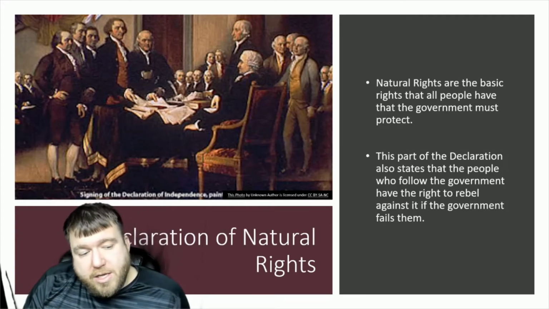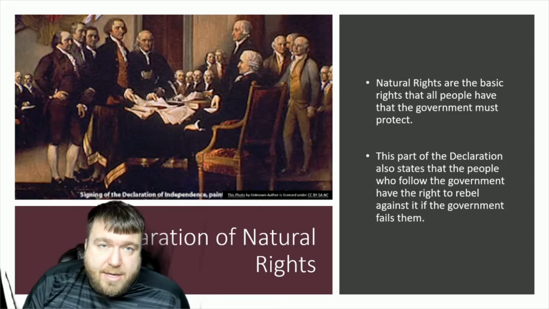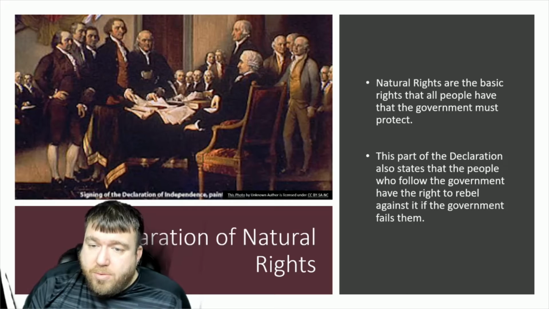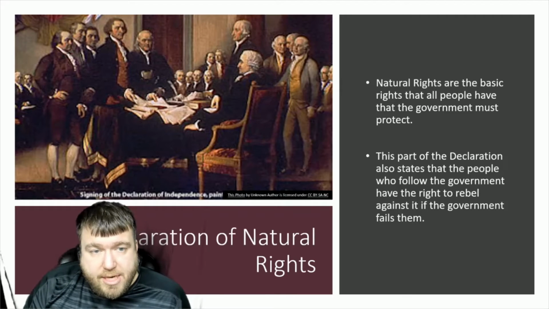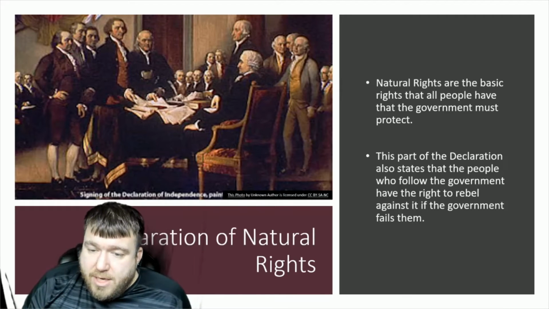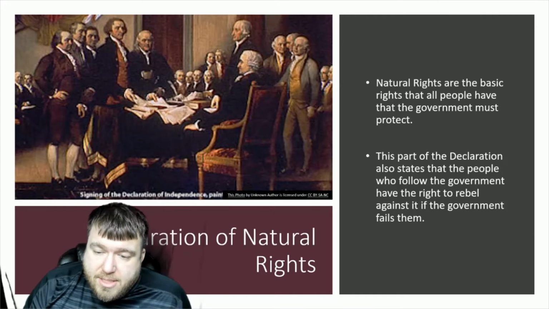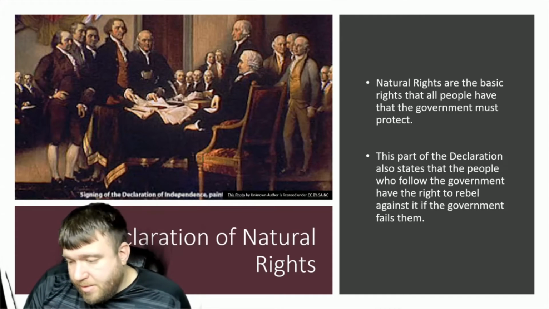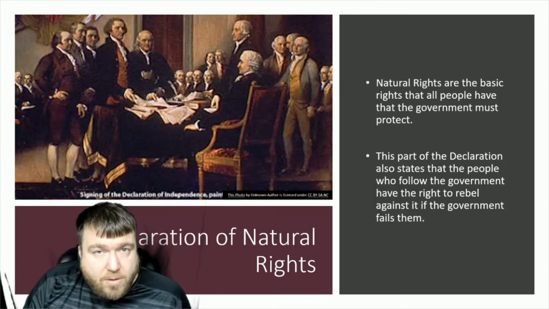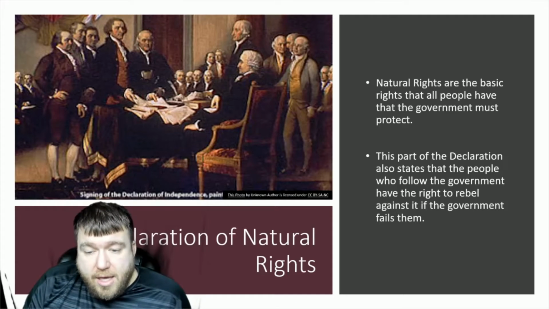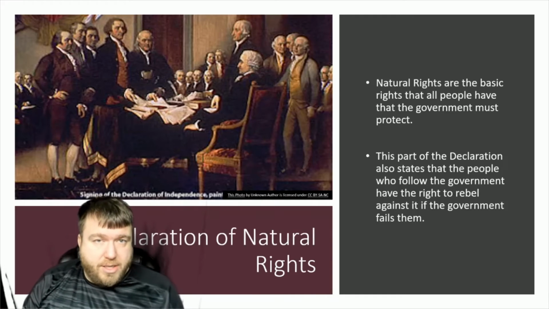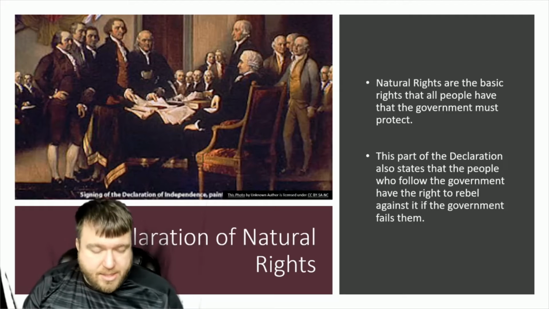The second part of the document is the Declaration of Natural Rights. Now, what is that? Natural rights are the basic rights that all people have that the government must protect. This part of the Declaration also states that the people who follow the government have the right to rebel against it if the government fails them. This part outlines the rights that all people have, and also says that if the government fails to protect those rights, then the people have a right to rebel against it.